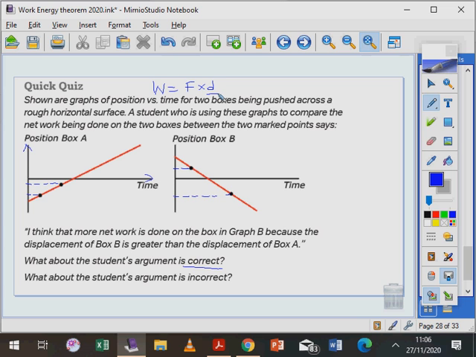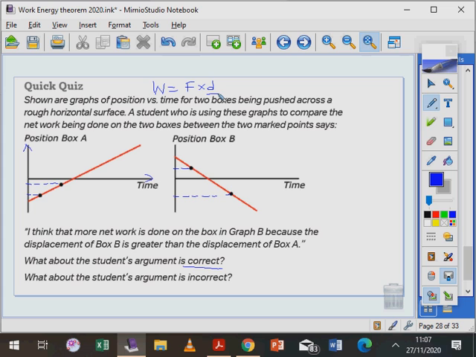Displacement is proportional to work done. So an increase in displacement will lead to an increase in work done. And since according to these graphs we see a bigger change in position in B than in A, then we expect more work to be done in B. So that aspect of the student's argument is correct.